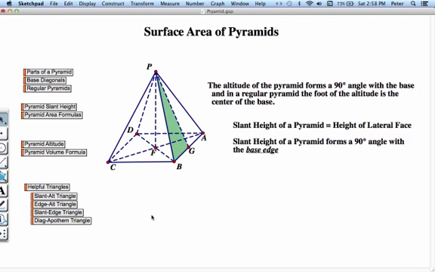Another valuable triangle is from the slant height as one leg, half of the base as another leg, and then the lateral edge makes up the hypotenuse. And finally, we'll be using a triangle on the base of the pyramid, which is made up of the apothem, half of a side, and half of the diagonal, making up the hypotenuse. So let's see how we use some of these triangles and altitudes and slant heights as we solve some of the problems.